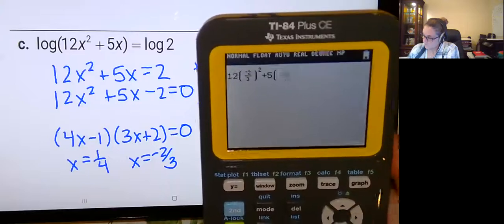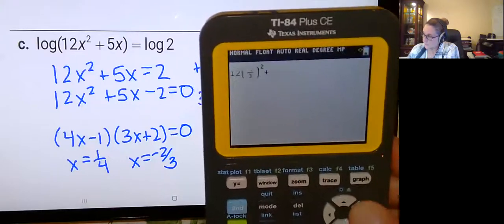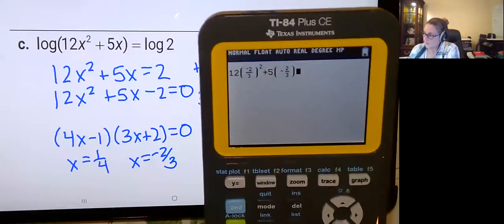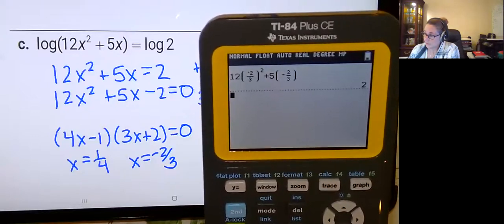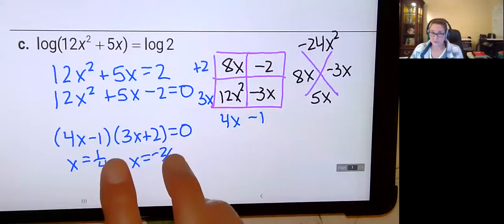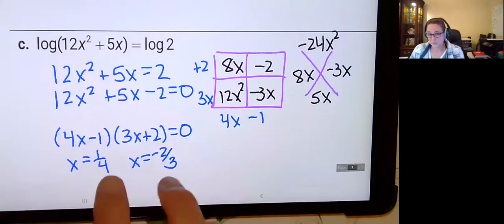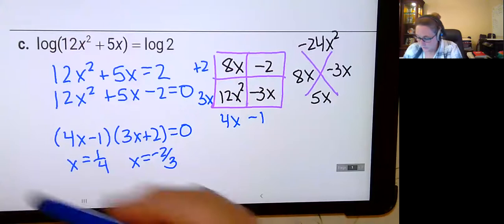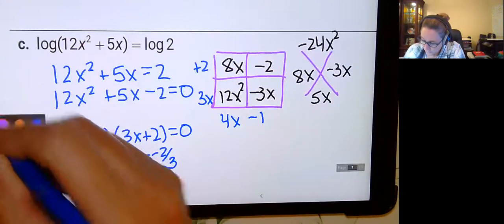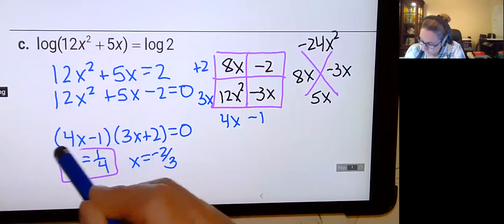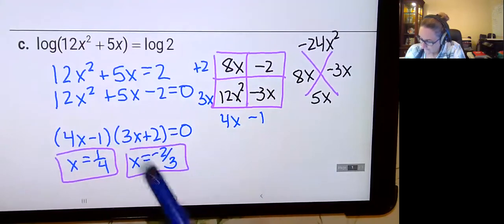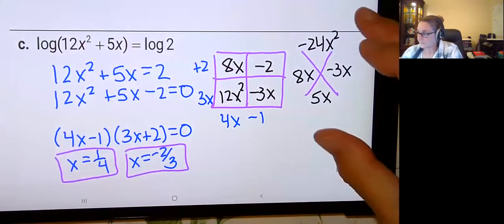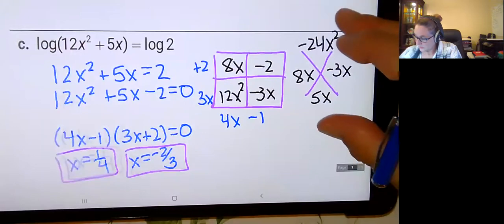A negative 2/3. And I end up getting a positive. So both of these are answers. But if I was to put one of these into my log and that ended up being negative, it would not be an answer. So both of these are answers. Okay, on the next one.